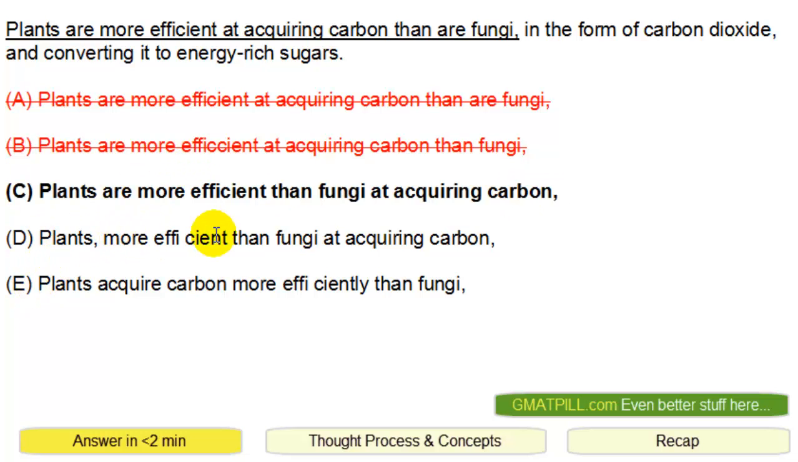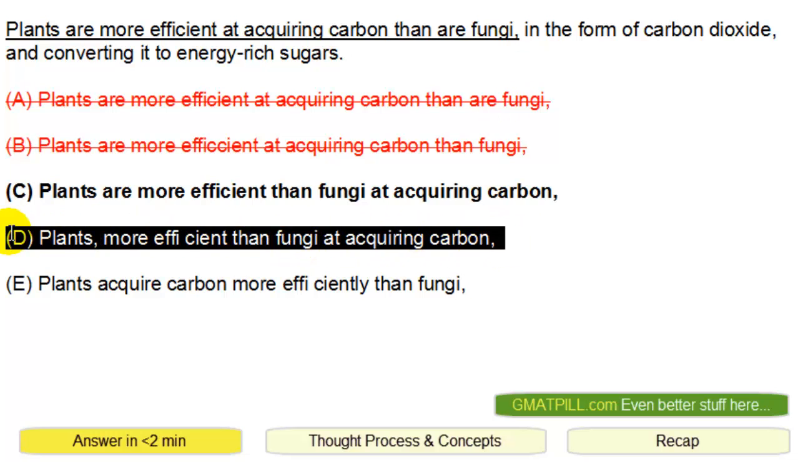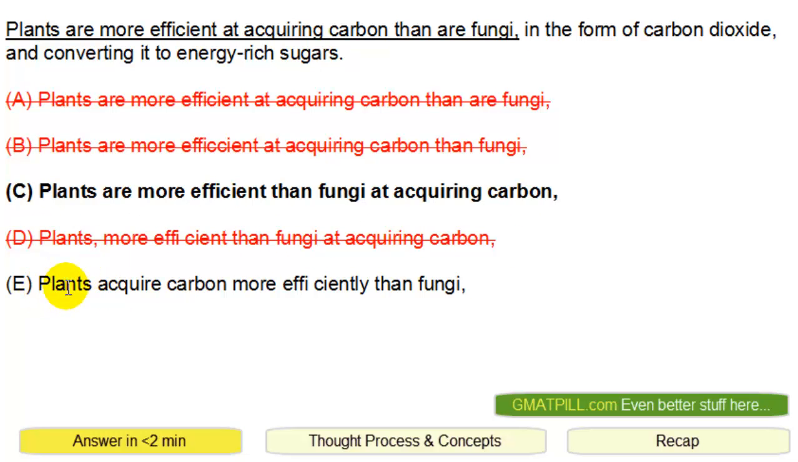Plants more efficient than fungi at acquiring carbon in the form of blah blah blah. That doesn't make sense. E, plants acquire carbon more efficiently than fungi. Now E has the same problem that A and B have. Plants acquire carbon more efficiently than they acquire fungi. It would be clearer if they said plants acquire carbon more efficiently than fungi do.